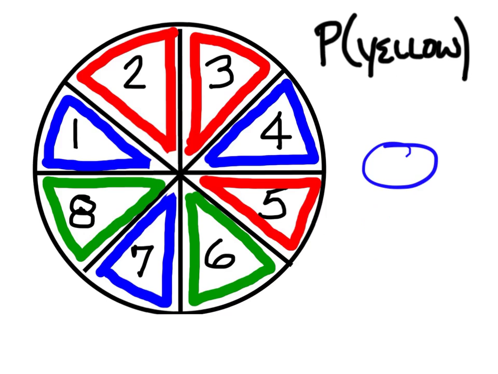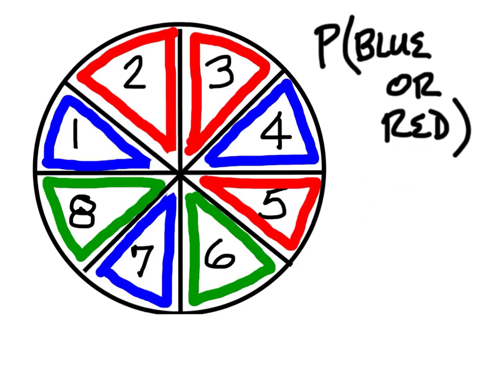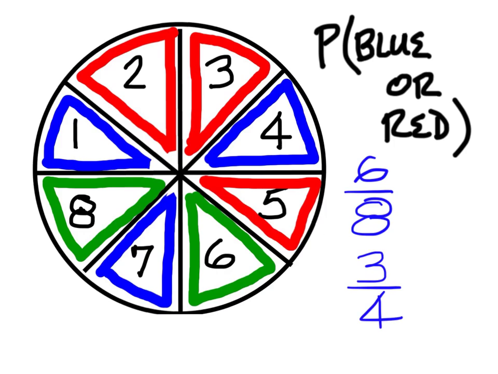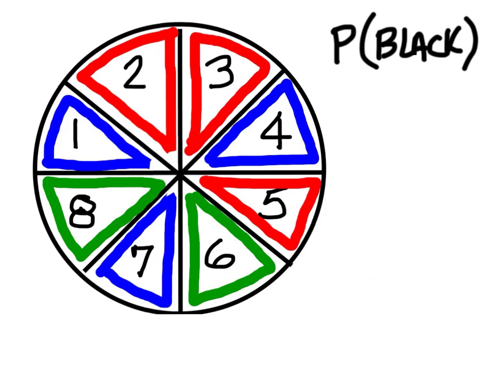Blue or red? 3/4. 3 red, 3 blue, add them up to get 6, and simplify that 6 over 8 to get 3/4. Black? 0.